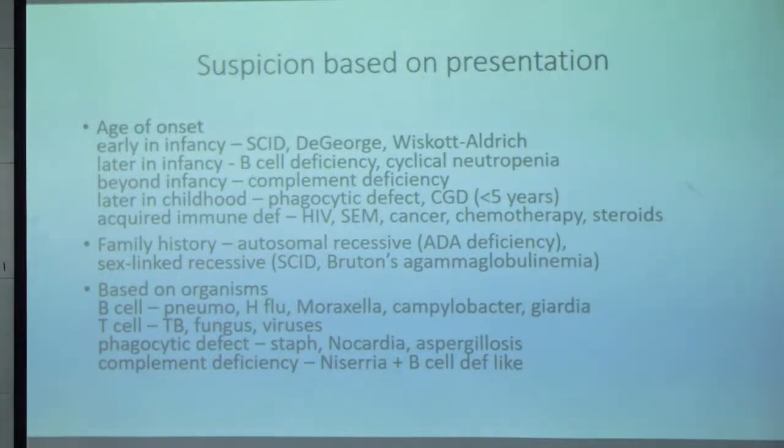For example, if you're suspecting a B cell defect, then you are largely looking at the intracellular organisms. If you're looking at T cell, then you're looking at viruses, TB, fungi. Then if you have a phagocytic defect, typically staph, nocardia, aspergillosis. So these are the ways you start, and of course complement can look like B cell, Neisseria plus. So the type of organism that you get also might give you an idea which kind of problem you may be dealing with.